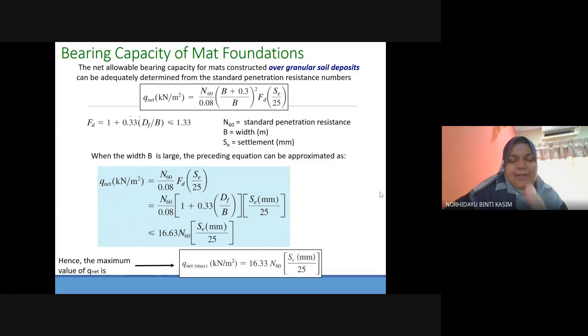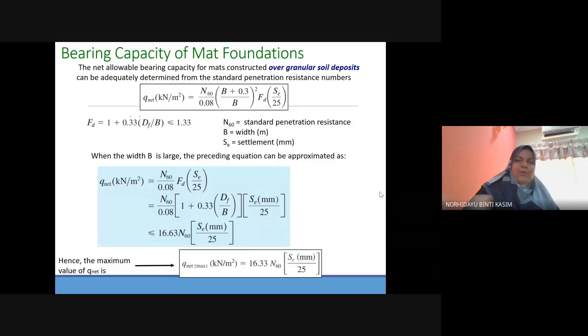Okay, for the SPT N value. When you do the SI, you do the borehole, then you proceed with the standard penetration test. Then you get the value, right? So you can use the value to get Q net.